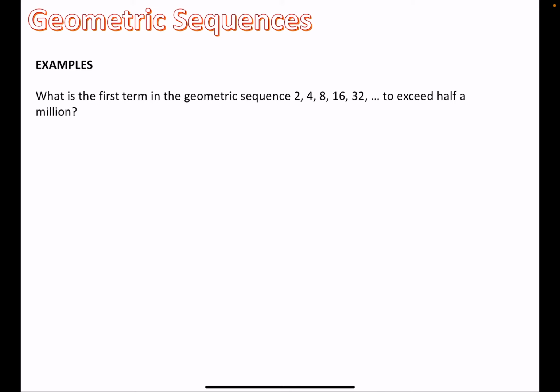What's the first term in the geometric sequence 2, 4, 8, 16, 32 to exceed 500,000? Okay, so a couple of things here. You need to know what 500,000 is. And yeah, you need to take everything that you've got from the sequence that's given to you to be able to find that.